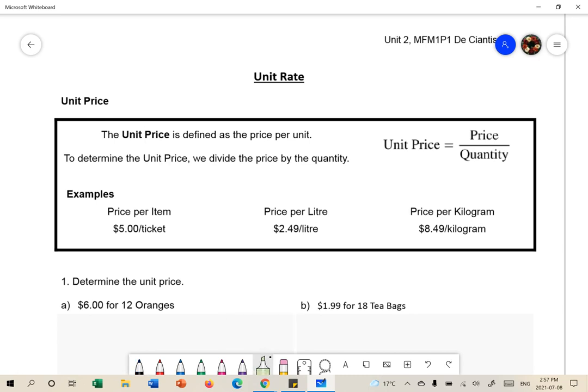What's important to note is that the price, the dollar amount, is always in your numerator. And then you divide that by the amount that is in the unit price. That is called our quantity. What you're looking for is the price per unit, which means how much does it cost for one?